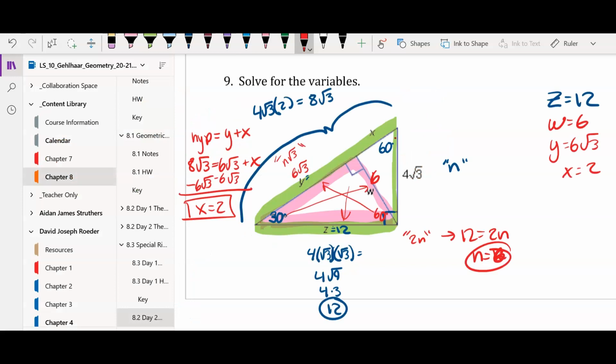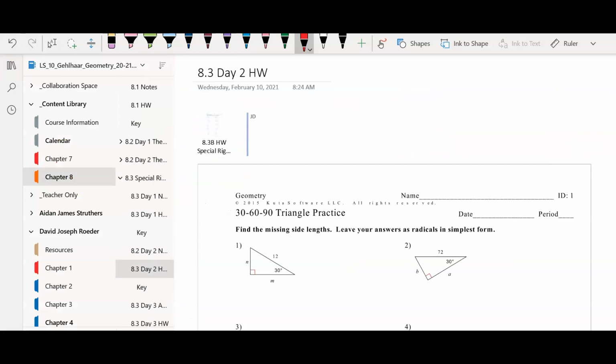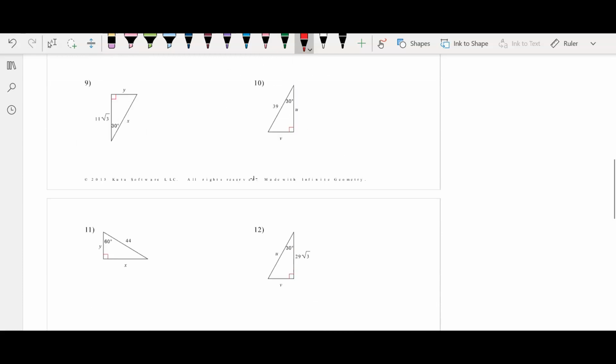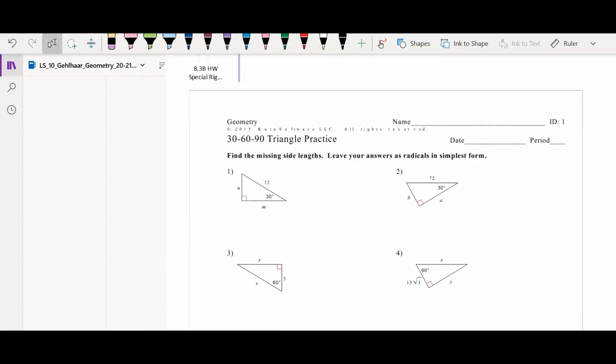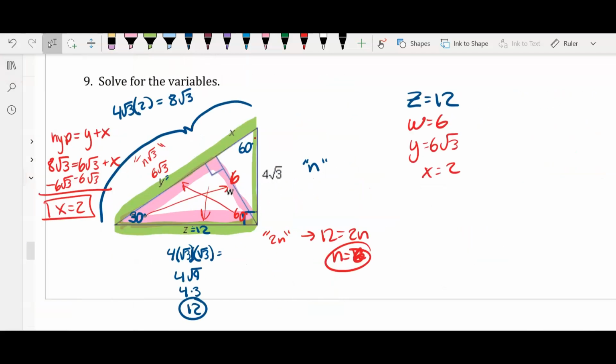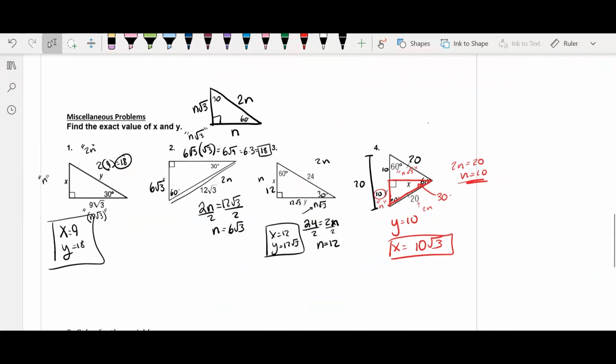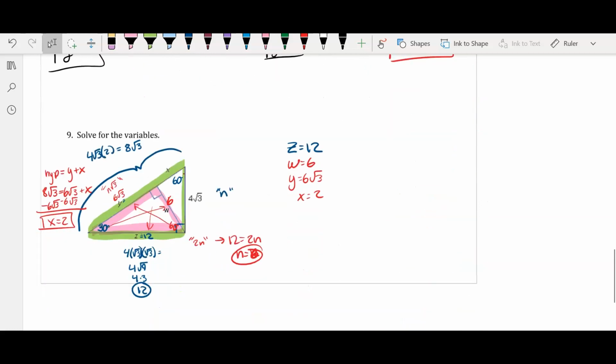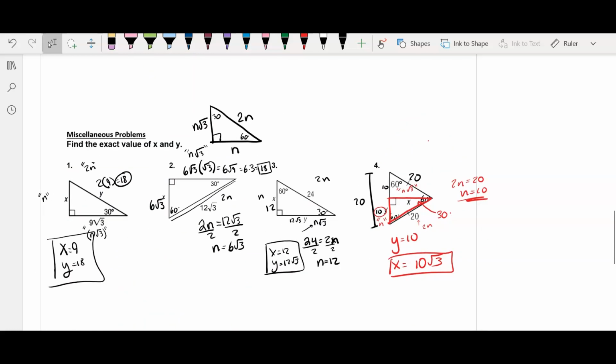So if you guys can go ahead, your homework here is your day 2 homework. You're going to be doing a whole bunch of right triangles with 30, 60, 90. They will be more like the examples above and these ones here, and then some of these ones as well. You're not going to have one too crazy like 9. It'll be more like these examples here. So if you have questions, just let me know.